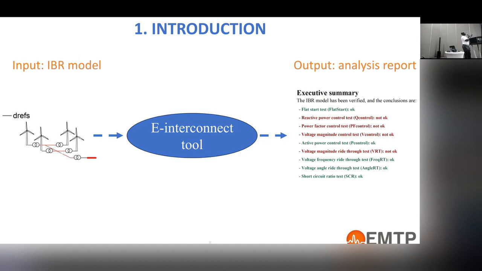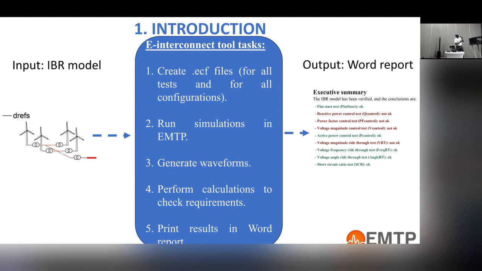As an output, we have several outputs, but the main output is the report. It is an analysis report that presents the conclusions. For each test, the report tells if the test is okay or if the test is not okay. So if we want to go inside the black box, actually the interconnect tool creates the simulation file, runs the simulations, generates the waveforms, performs the calculation to check the requirements, and prints the results in a report.